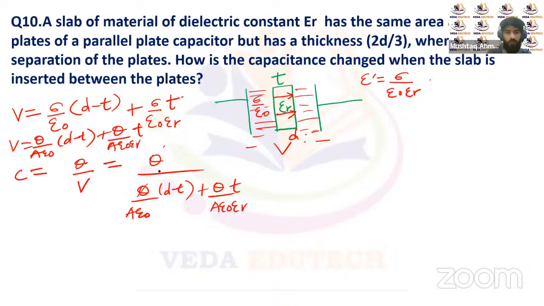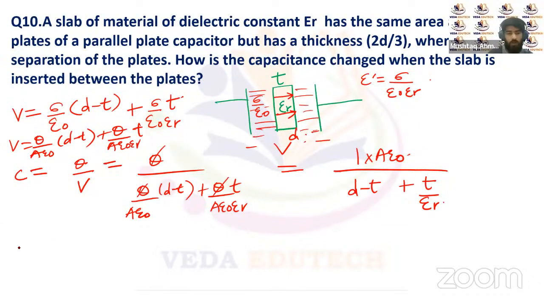Now from here, Q and Q will get cancelled. Taking A upon epsilon naught as common, we'll be left with (D minus T) plus T upon epsilon r. So the capacitance of this capacitor will be A epsilon naught upon D minus T plus T upon epsilon r. Taking T as common, it is D minus T times (1 minus 1 upon epsilon r). This will be the new capacitance of this capacitor.